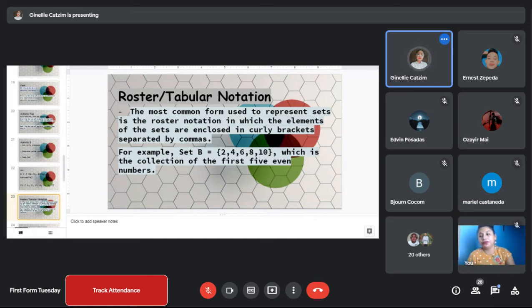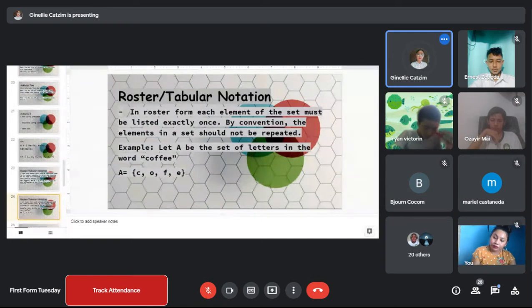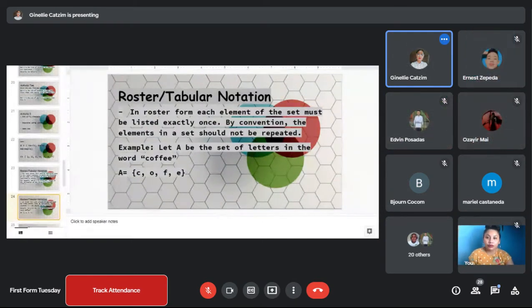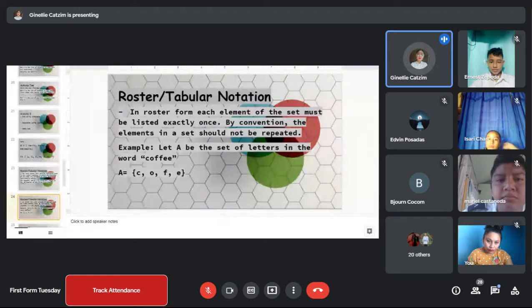We have, for example, set B equals, we have our curly bracket 2, 4, 6, 8, 10. And as we can notice, all of those are separated by commas. So this is the collection of the first 5 even numbers, right? So that is basically the roster notation. In roster form, each element of the set must be listed exactly once. By convention, the elements in a set should not be repeated. So we have an example.